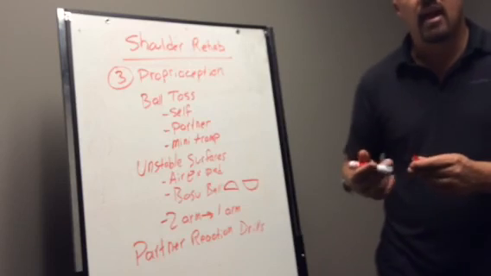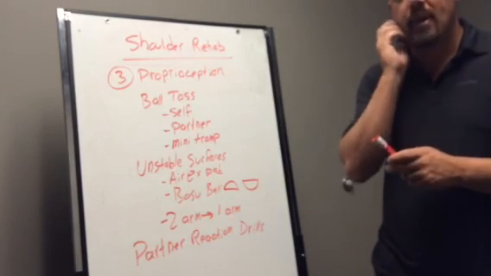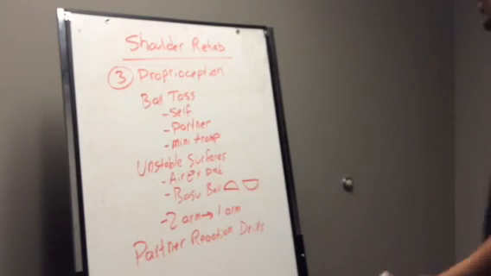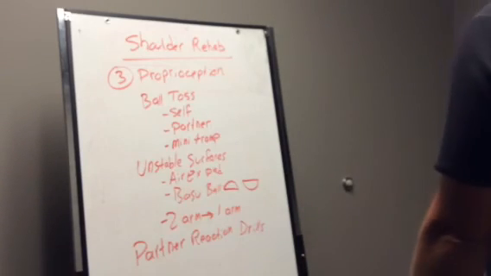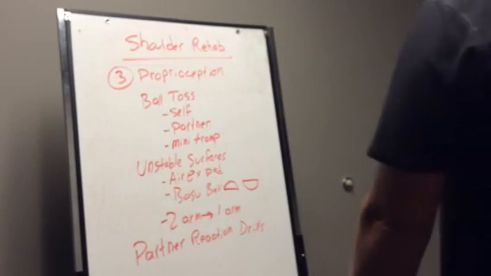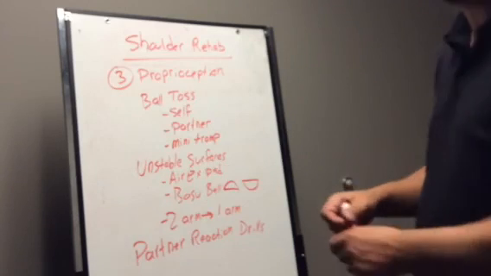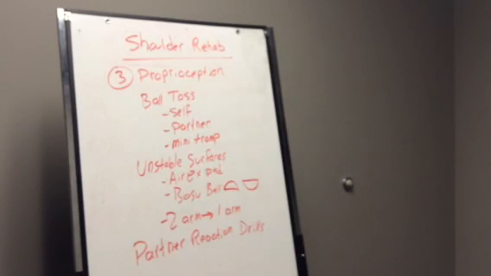Or we can do it where we're standing behind them and we're going to bounce the ball off the wall. Maybe the patient's going to stand here, and I'm going to stand behind them, and I'm going to toss the ball and they have to react. They don't know where it's going to come from. So we can do different things like that to create reaction drills for them and help with that proprioception.